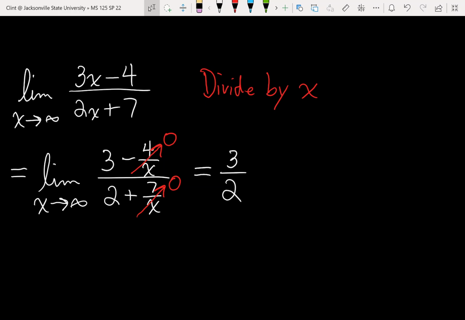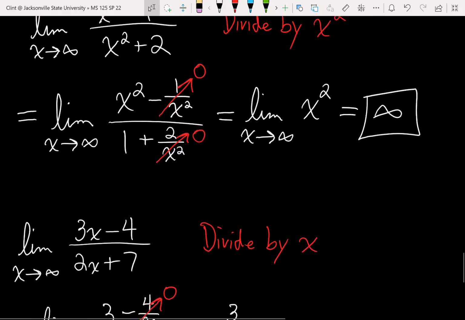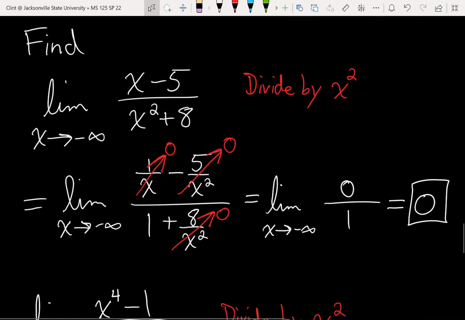On test day, I need you to show me this process where we divide by the biggest power of x in the denominator and get to the limit, because this is technically the process we're going through. But there's a little bit of a shortcut we can take so we know which one of these we're going to get.